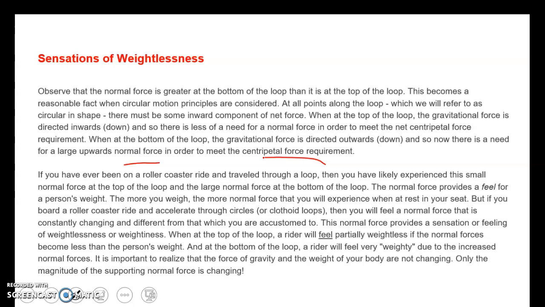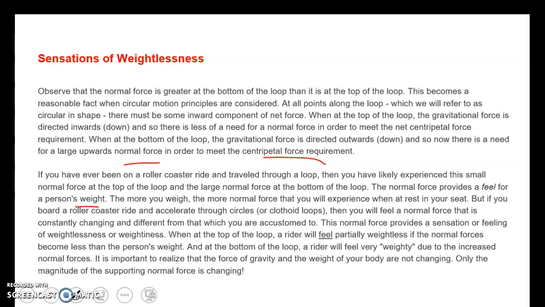So when you travel through a loop, you experience this small normal force at the top and the large normal force at the bottom. What this normal force does is provide a feel for weight. At the bottom, you feel a great normal force, which makes you feel like it's dropping you into the seat. But at the top of the loop, you have that feeling of weightlessness, because your normal force could very well be less than your actual weight, again, depending on your acceleration.